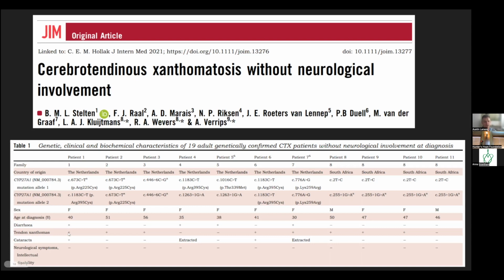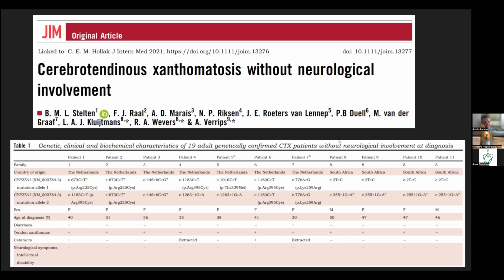So these patients either had cataracts, tendon xanthomas, or diarrhea, but well into adulthood, so past the age that you would have expected at least one neurologic symptom by the classic description of CTX, these patients did not have neurologic symptoms. So the youngest patient here is 30, and this includes patients into their 50s. They also show us the genotypes for these patients.